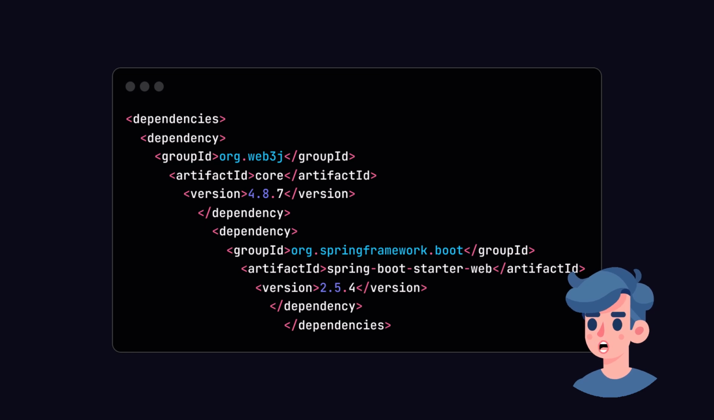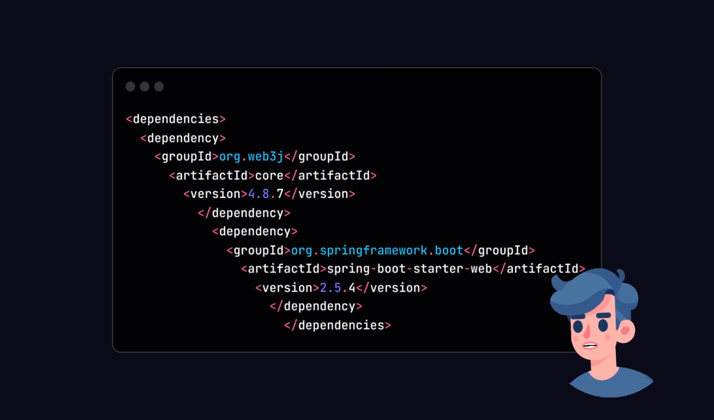In the pom.xml file, we need to add the following dependencies for our project. These include libraries for web and blockchain interaction, like Web3j for Ethereum integration.